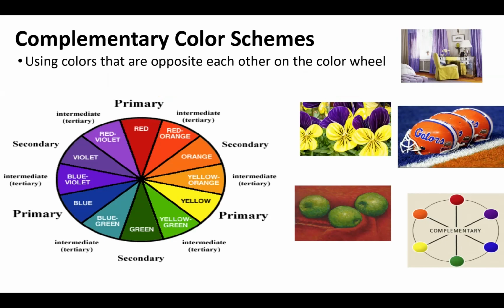Okay. Complementary color schemes. These are when you're using colors that are opposite each other on the color wheel. So red and green, blue and orange. So we see some examples here. So they're directly opposite from each other.